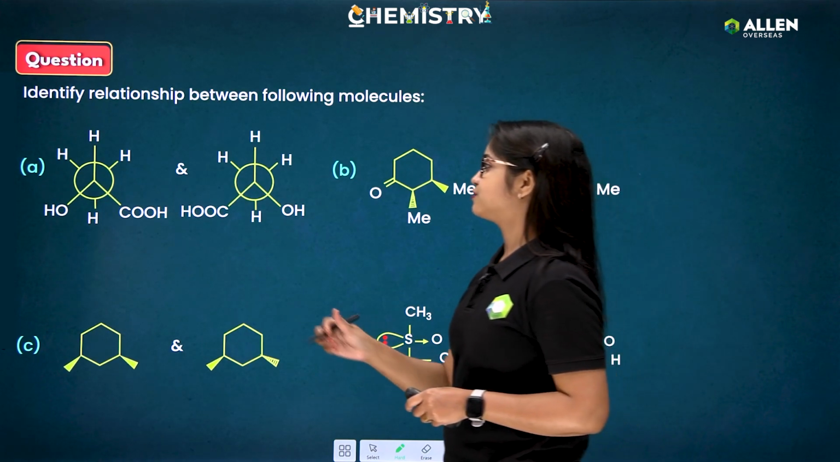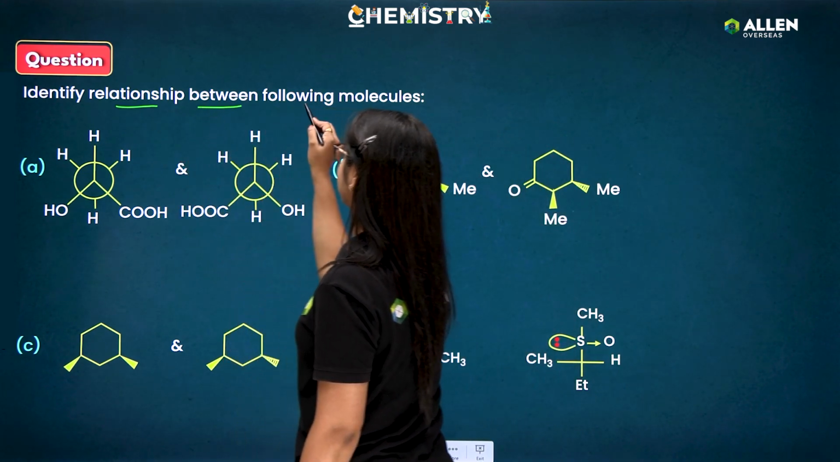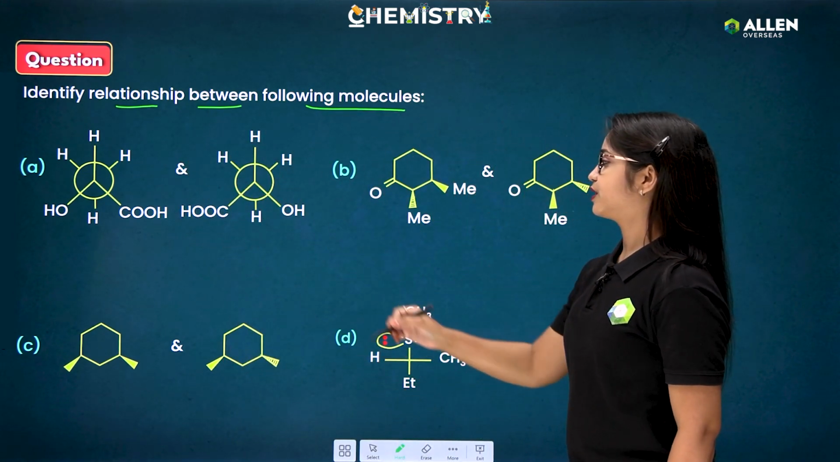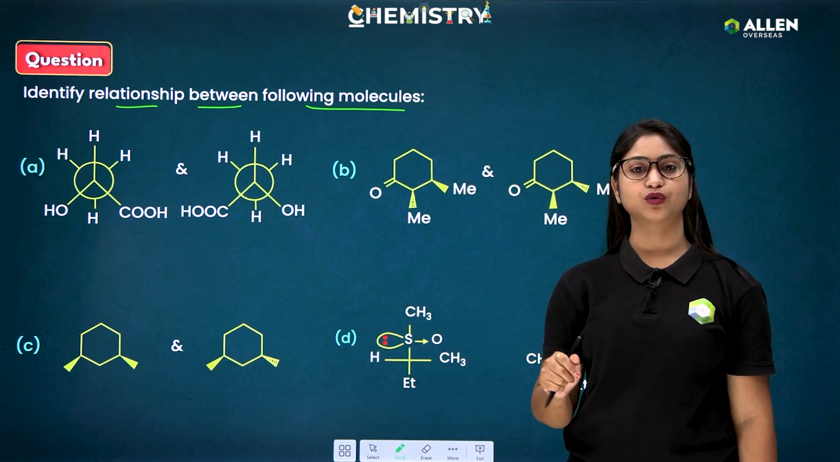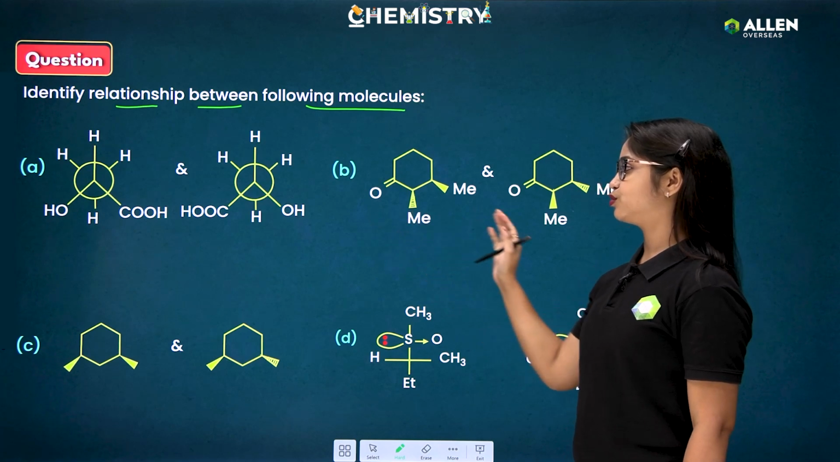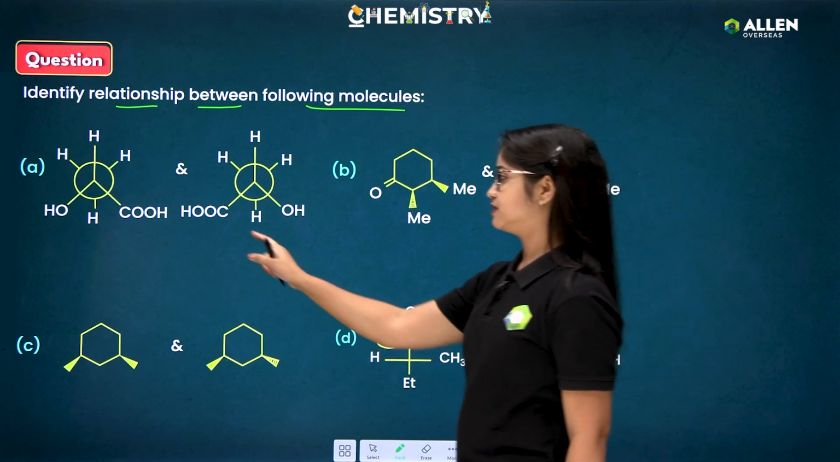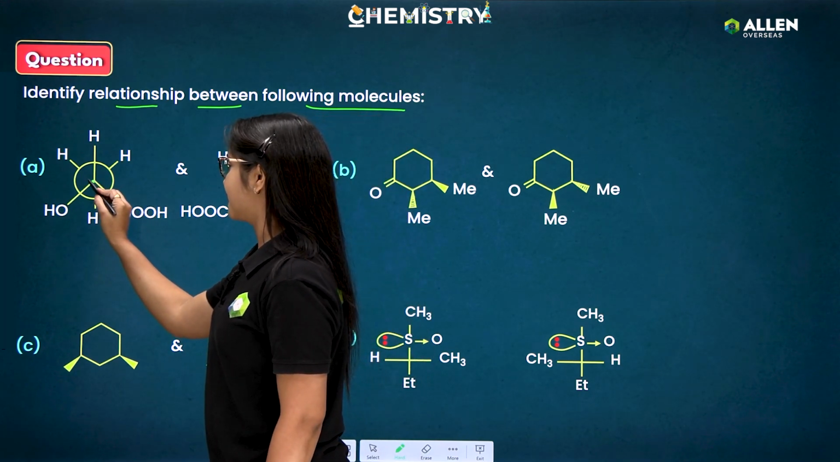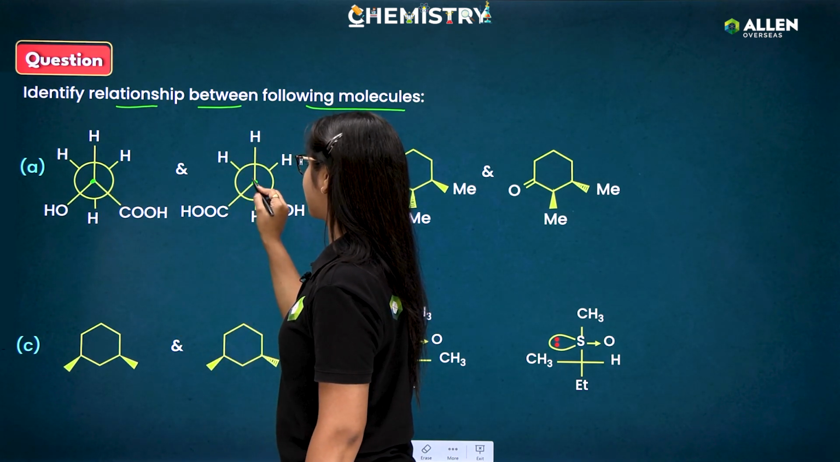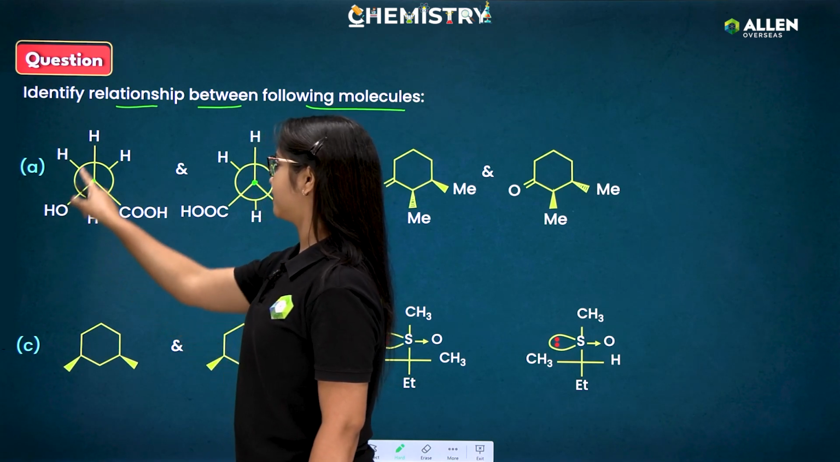Okay, so we have to identify the relationship between the following molecules. So here you can see this is Newman projection given here. We have to find out the relationship between these two sets of molecules. So if we just look at the first one here, you can see that you have this carbon, front carbon. This is also the front carbon. It is having COOH, OH and H.